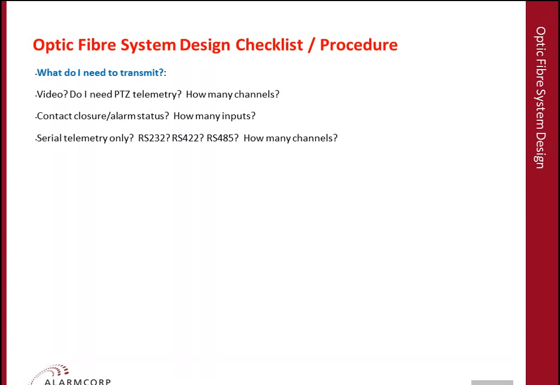First of all, we have to work out what it is that we need to transmit. Video. If I'm transmitting video, do I need PTZ telemetry? And how many channels of video do I need? Do I need to transmit contact closure or alarm status, such as a tamper on an enclosure? If so, how many inputs? Do I need to transmit serial telemetry only? In that case, is it RS-232? Is it RS-422? Is it RS-485? And how many channels? Is it unidirectional? Is it bidirectional?